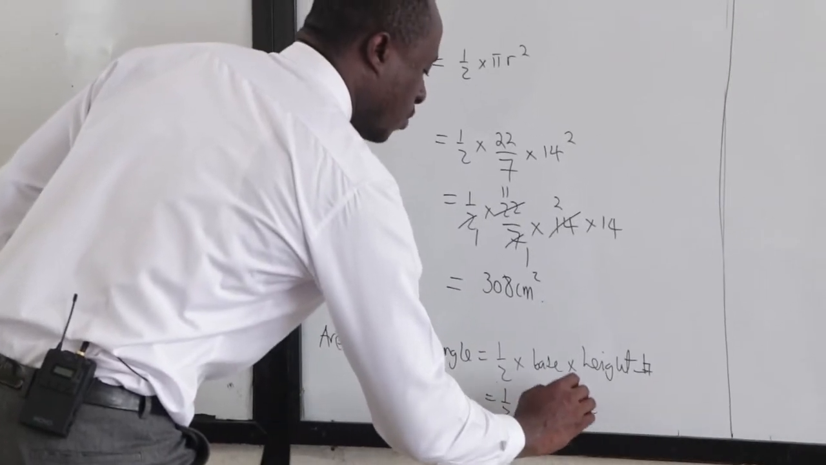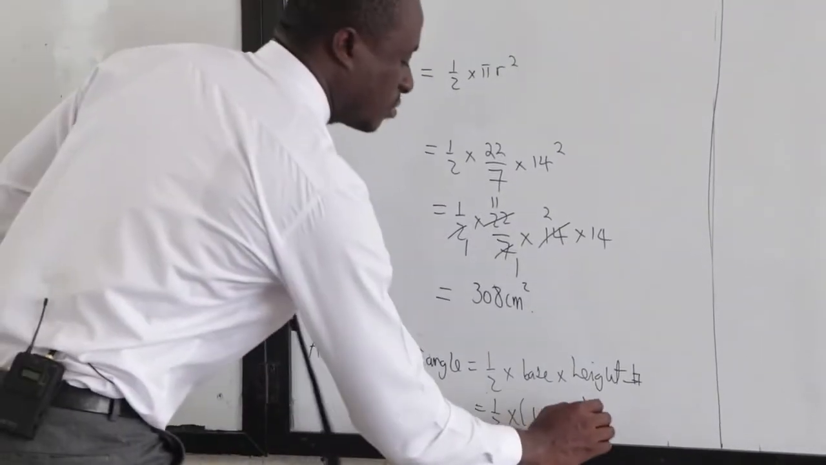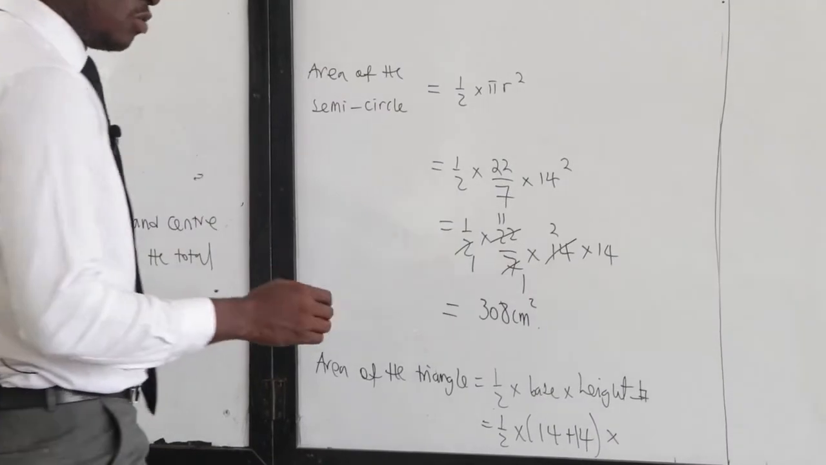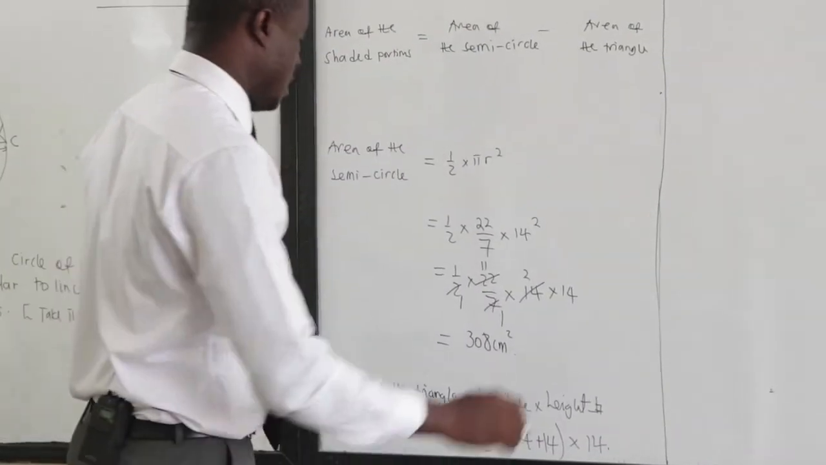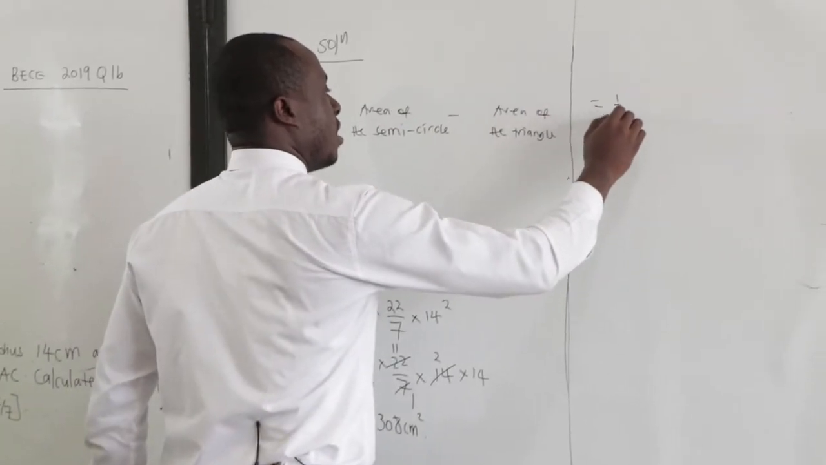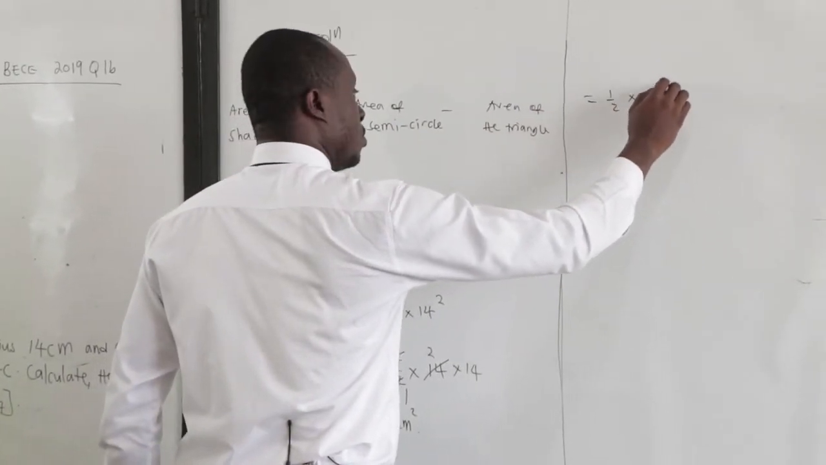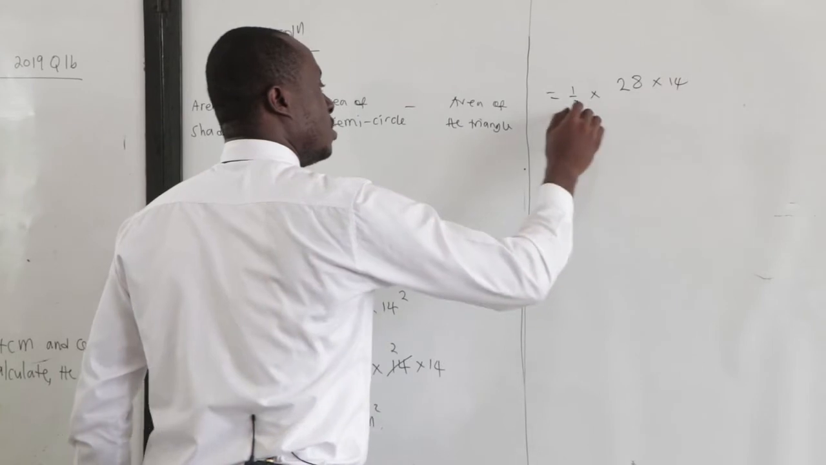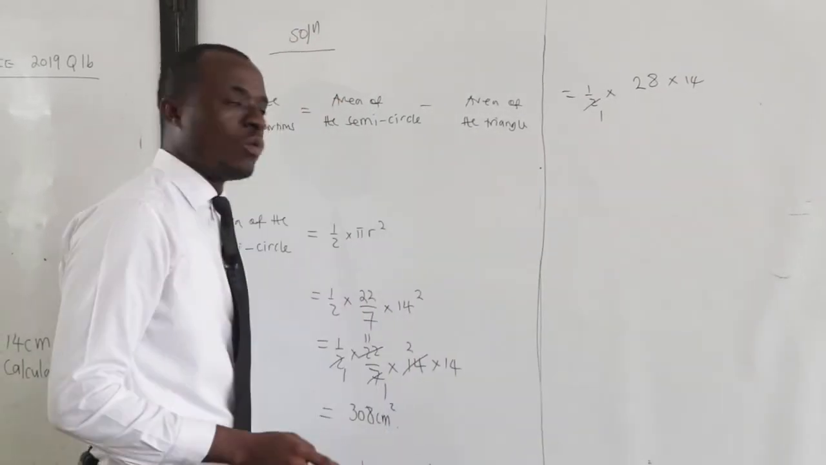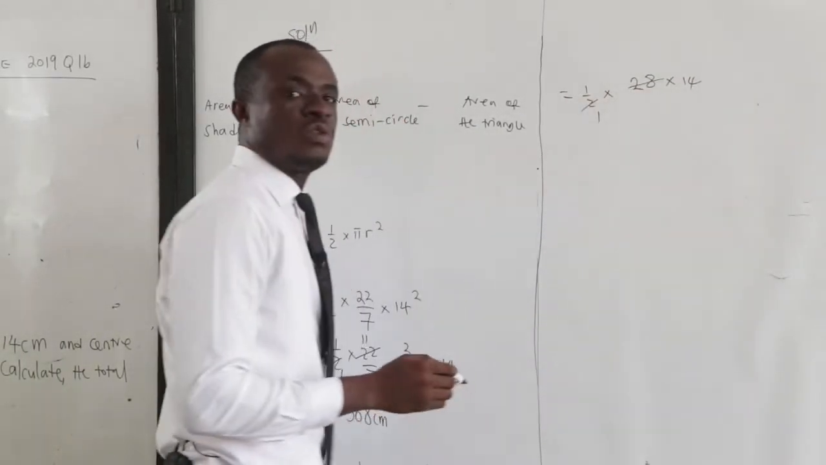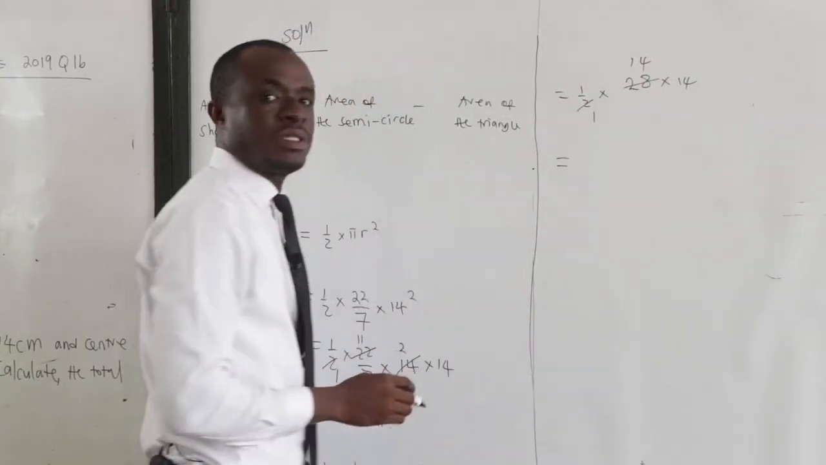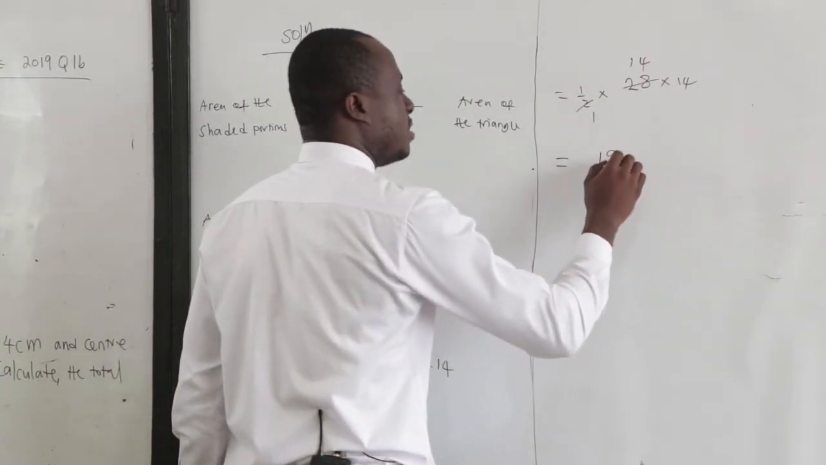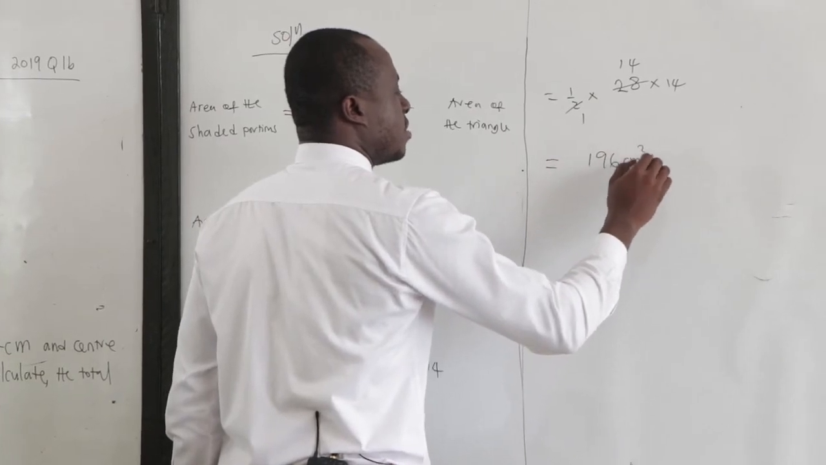So carefully, the base will be 14 plus 14, because the base is the diameter and it's 2r. And then what is the height? The height is 14. Clearly, we have half times 28 times 14. 2 goes into itself 1, 2 will go into 28 14 times. So 14 times 14 will give us 196 centimeters square.